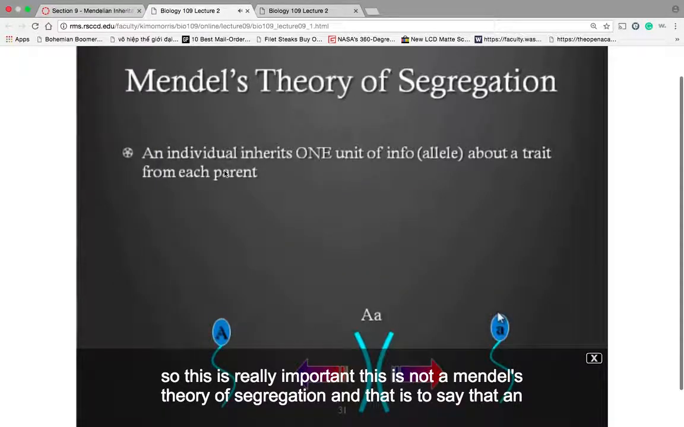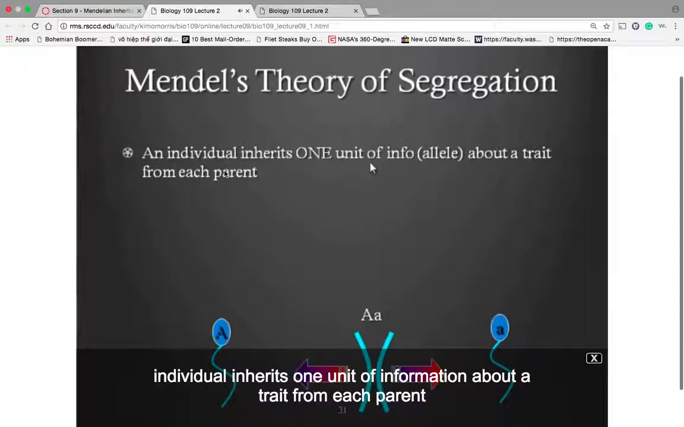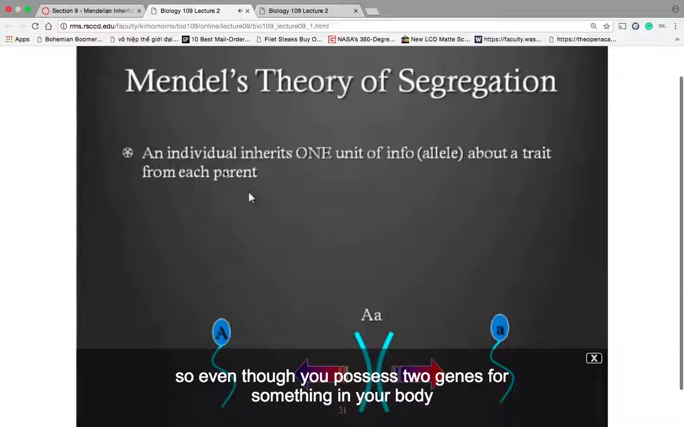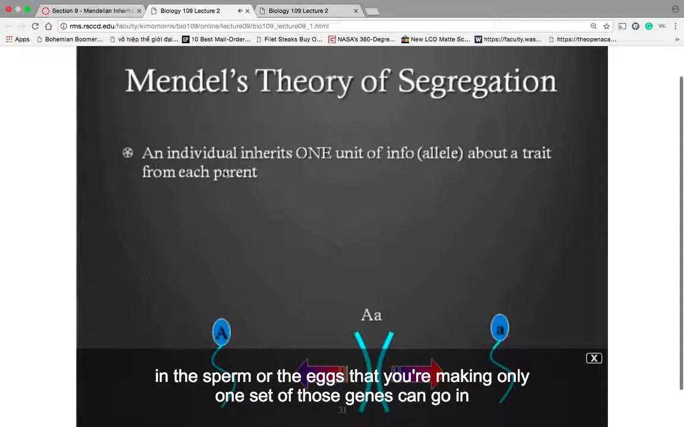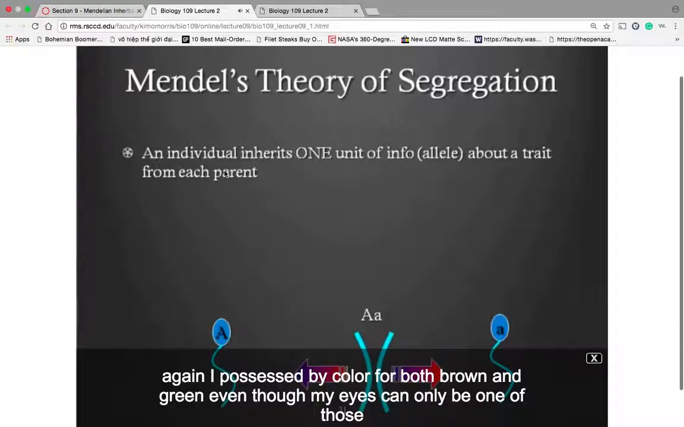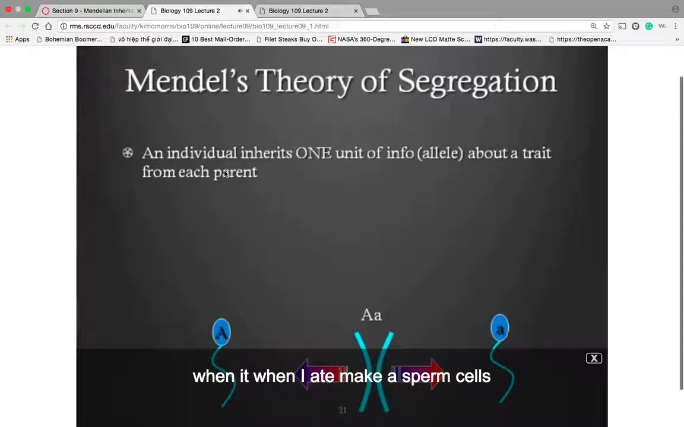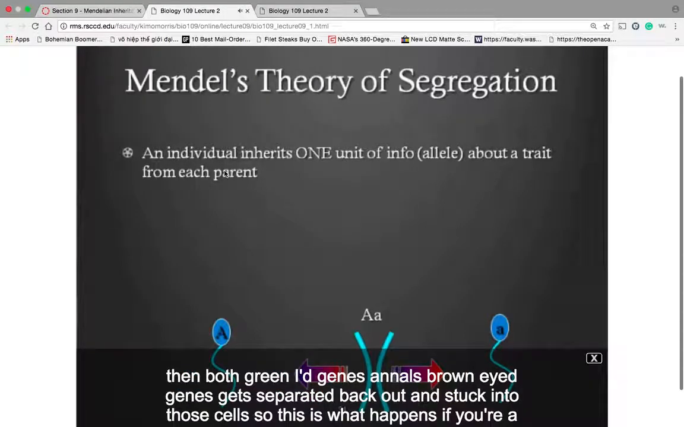This is Mendel's theory of segregation, and that is to say that an individual inherits 1 unit of information about a trait from each parent. So even though you possess 2 genes for something in your body, in the sperm or the eggs that you are making, only 1 set of those genes can go in. Again, I possess eye color genes for both brown and green, even though my eyes can only be one of those. When I make sperm cells, both the green-eyed genes and the brown-eyed genes get separated back out and stuck into those cells. So this is what happens.